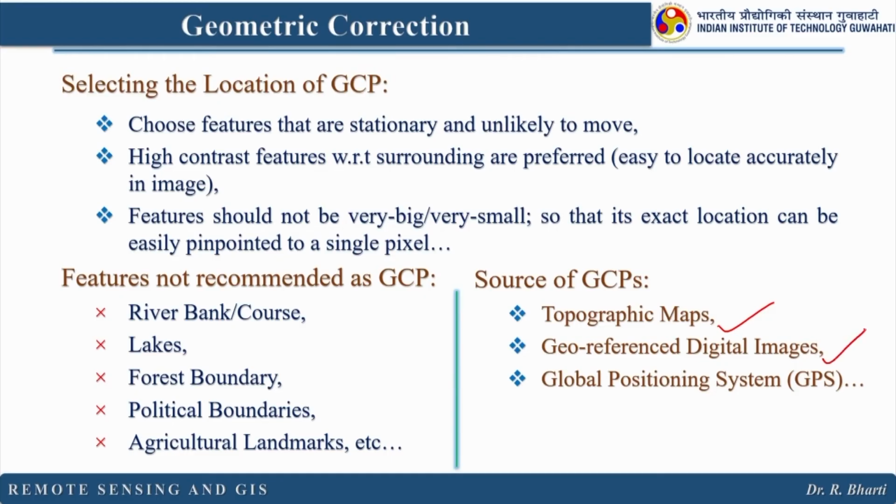Second, if you already have a corrected satellite image, that can also be used as a source of GCP. And third one is GPS. With a GPS you can go to the field and pinpoint a location which can be easily identified on your image, and then measure the latitude longitude value and note down the class value, that means whether it is forest, or an urban area, or a rural area.